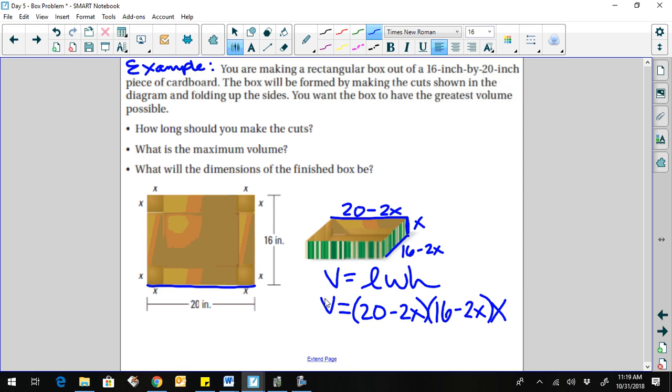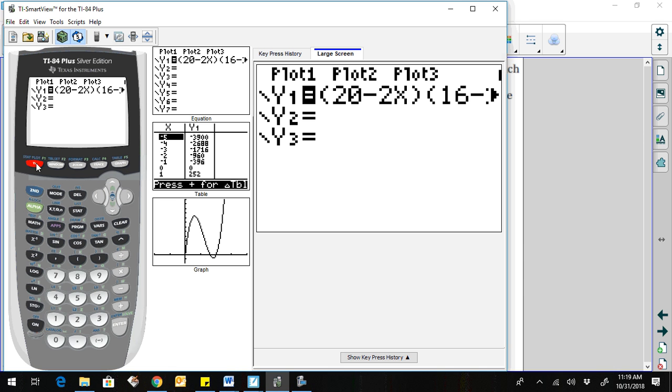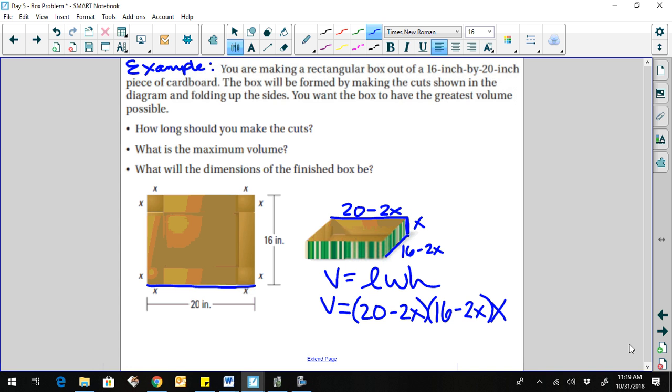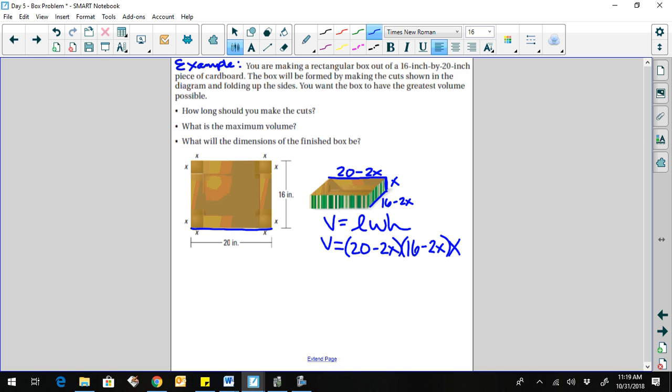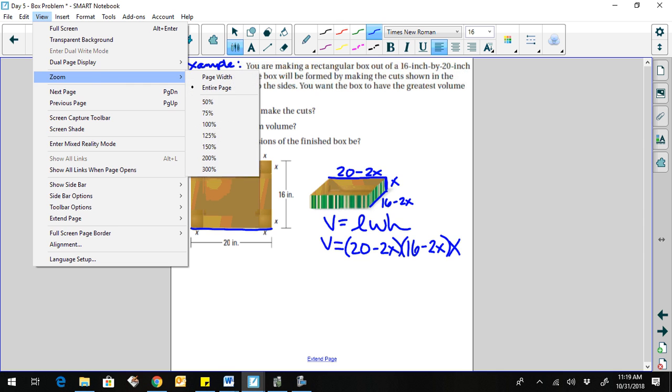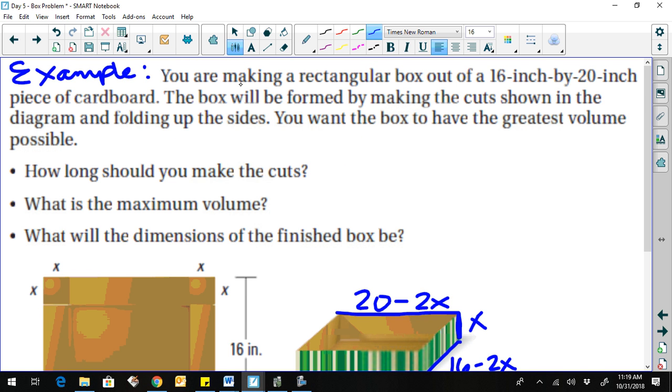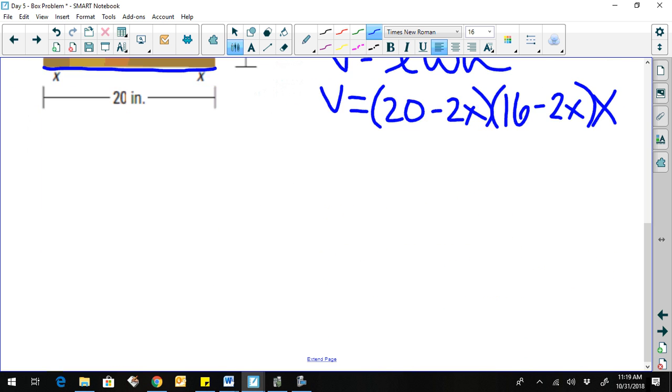So this has V in it, but in our calculator, we just plug that in for Y. Okay, so that's telling me that X stands for something and Y stands for volume. So I'm going to write that out. I know that my X stands for something. Let's try to figure out what that is.